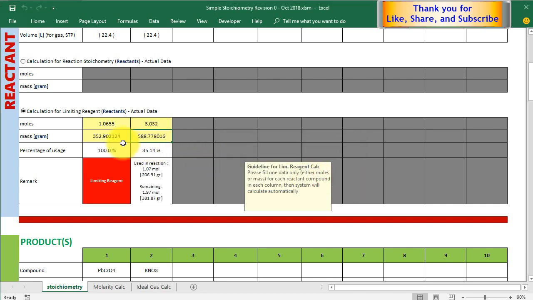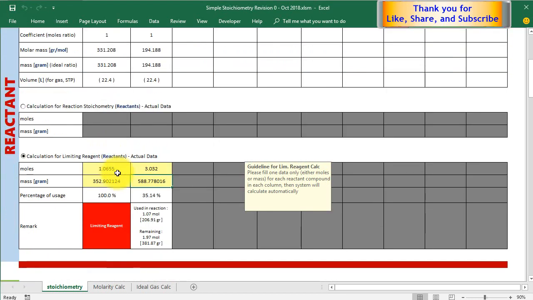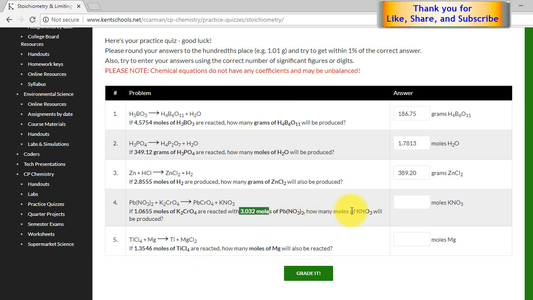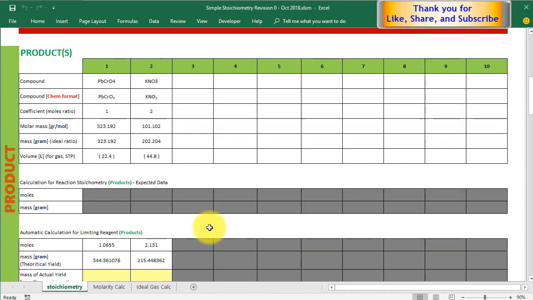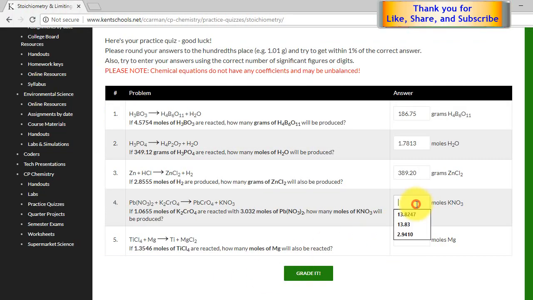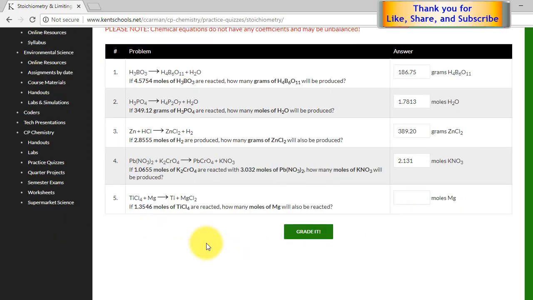Okay, with its composition, the lead nitrate is the limiting reagent. Alright, the question is how many moles of potassium nitrate? And the answer is 2.131 moles of potassium nitrate.